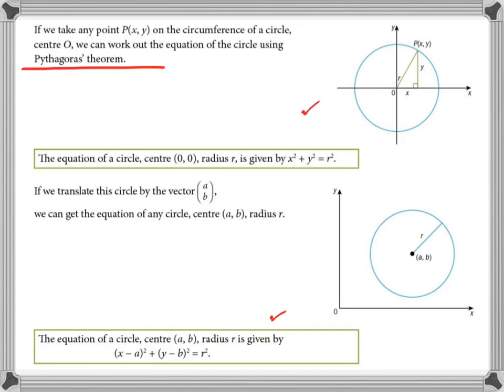And if the center is not the origin, then the equation is given below: x minus a whole square plus y minus b whole square is equal to r square. This is the standard equation of a circle.